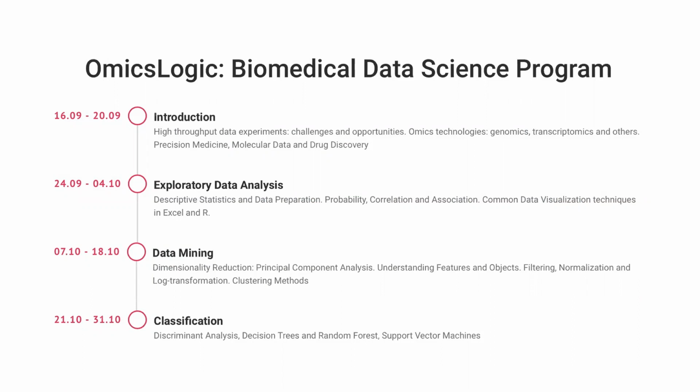So the first 4 parts are listed right here. We will start by introduction to the program, where we'll look at what high-throughput data experiments are, what are some of the challenges and opportunities associated with high-throughput data, such as next-generation sequencing, but also other types of high-throughput data. And we'll look at omics technologies, genomics, transcriptomics, metagenomics, epigenomics, so a variety of different omics that also include non-next-generation sequencing data, for example, screening of molecules, testing different drugs on cell lines, imaging technologies, and other.